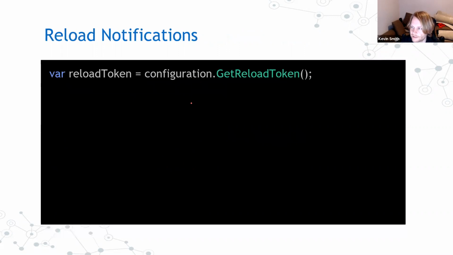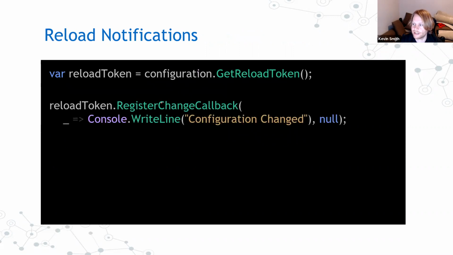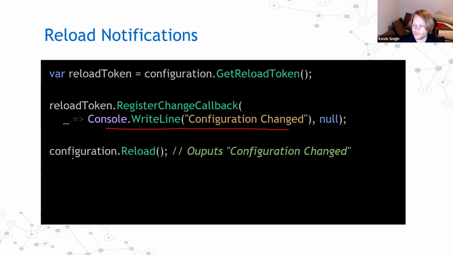We also have the concept of reload notifications. You can get a token from the configuration object, so you call GetReloadToken, and that gives us a token back. Then we can register a callback on that token, which in this example writes a line to the console saying configuration changed. When we call reload, that outputs the line. But if you try to reload again, it won't do anything, because we have to re-register our reload token since it's been refreshed.